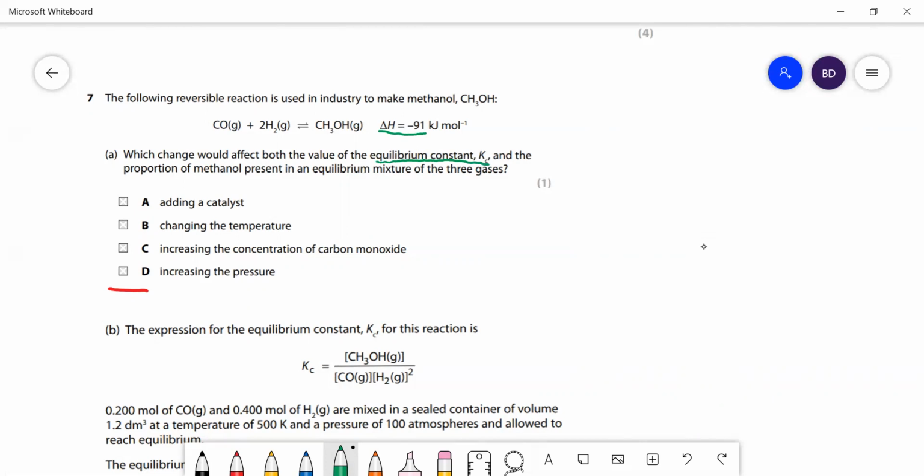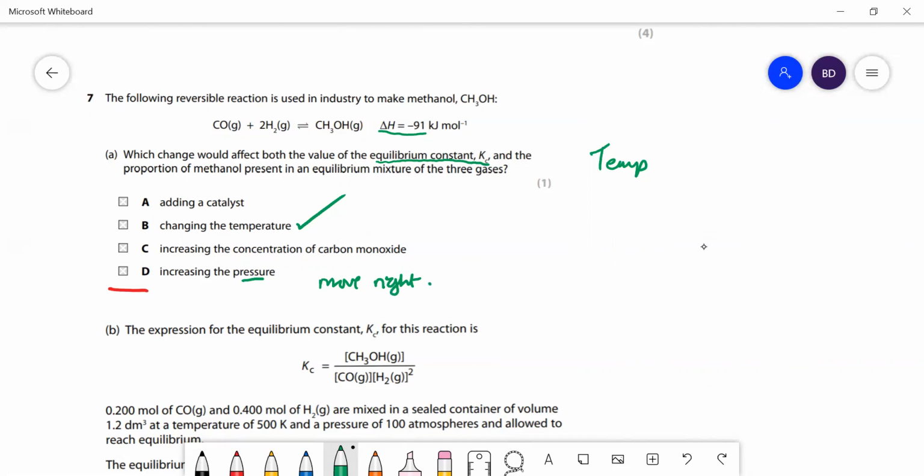The only thing that affects the value of Kc is the temperature. Nothing else affects it. It will affect the position, but not Kc, and that's a common trick question they ask. So you just have to home in on that one straight away. It's B. A lot of people think, well, if you increase the pressure, that's going to make the reaction move to the right. But it will not affect the value of Kc.